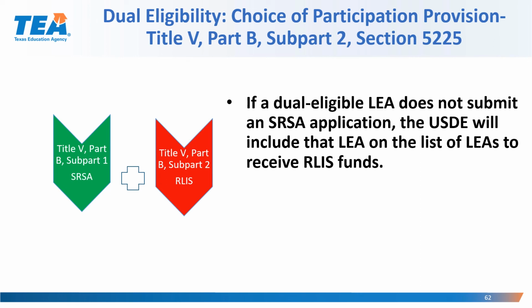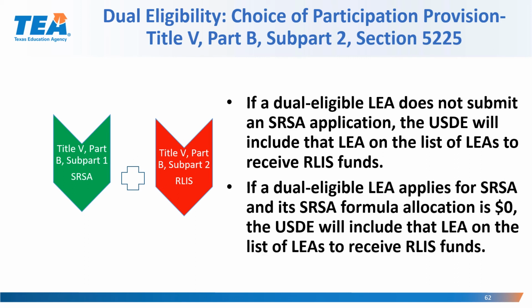If a dual eligible LEA does not submit an SRSA application, the USDE will include the LEA on the list of LEAs to receive RLIS funds. If a dual eligible LEA applies for SRSA and its SRSA formula allocation is 0, the USDE will include that LEA on the list of LEAs to receive RLIS funds.